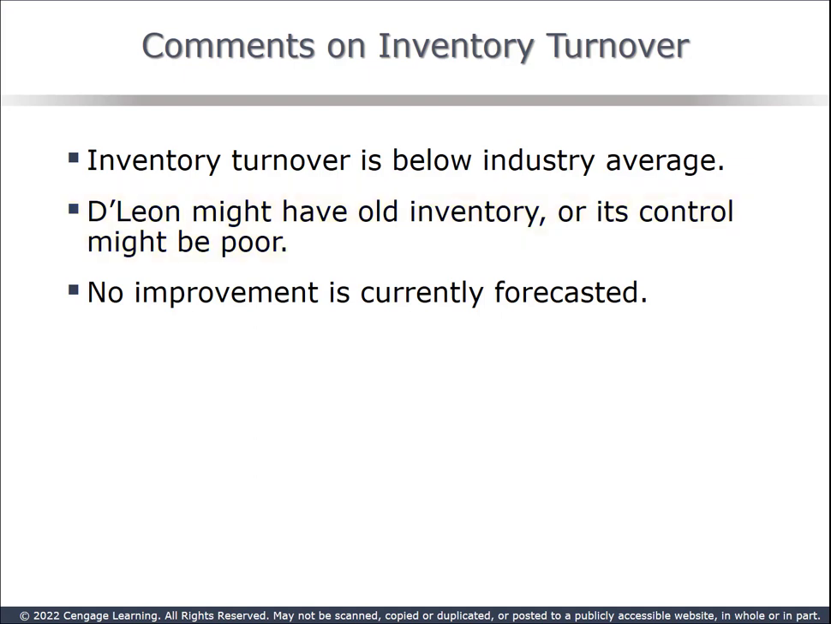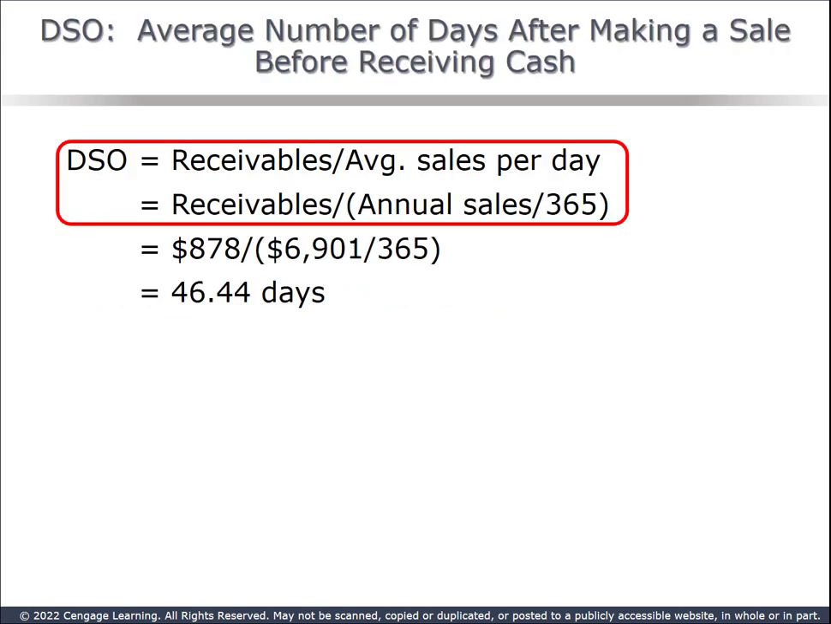Whatever the reason, this is an area where improvement is clearly needed. Days sales outstanding measures how long it takes to convert accounts receivable to cash. Remember, in finance, we're concerned with cash. When a firm makes a sale, it's booked to sales and to either cash or accounts receivable, depending on whether it's a cash or a credit sale. Ideally, accounts receivable are converted to cash as quickly as possible, so the smaller the DSO, the better.